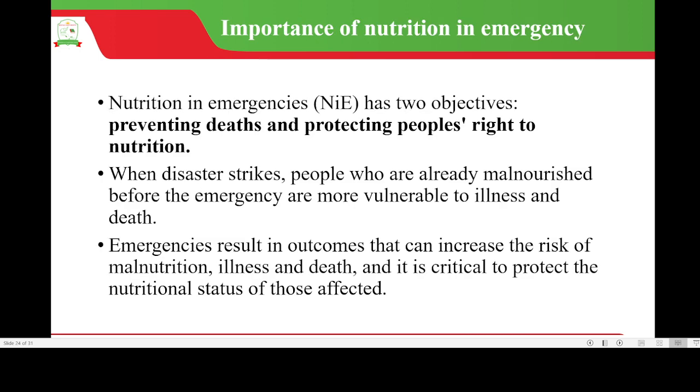The importance of nutrition in emergencies: basically, we have two main objectives. One is to prevent death and also protect people's rights to nutrition. When disaster strikes, people who are already malnourished before the emergency become more vulnerable to illness and death. So emergencies result in outcomes that can increase the risk of malnutrition, illness and death, and it is also very critical to protect the nutritional status of those affected.